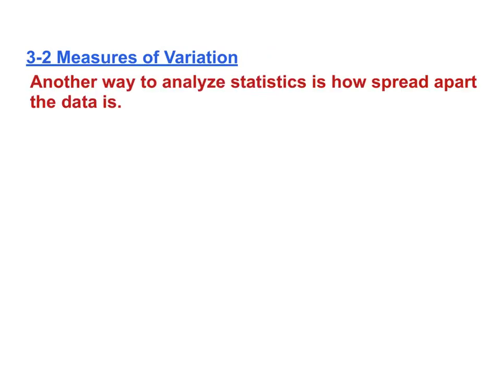So what we talked about in 3.1 was measures of central tendency. And that's one way to look at and analyze statistics. We can look at all the numbers in the middle and see what they tell us. That's one way to look at it. Another way to look at it is how spread apart the data is. And we're talking about measures of variation. That's what 3.2 is all about.